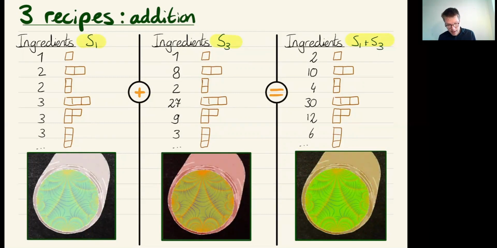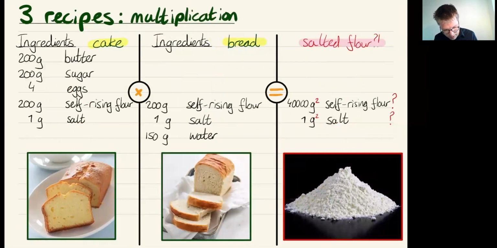So we can add the functions which give the weights to all partitions, and then we will still get a quasi-modular form. Okay, now we go further and we go to multiplication. So if you have all the ingredients of cake and all the ingredients of bread, you take the point-wise multiplication. So 200 grams of butter times no butter is no butter. And then 200 grams of self-rising flour times 200 grams of self-rising flour is 40,000 grams squared of self-rising flour. And then also 1 gram squared of salt.